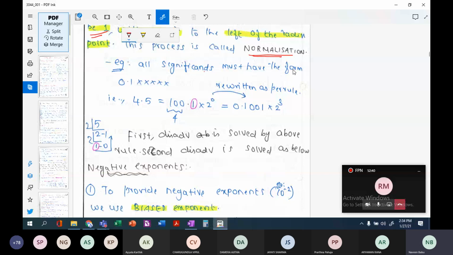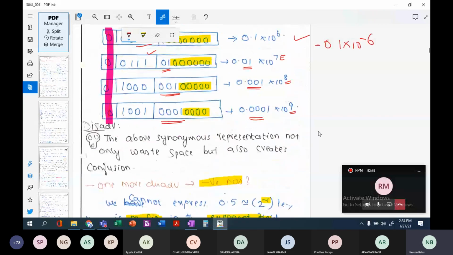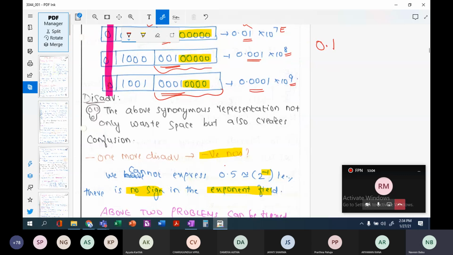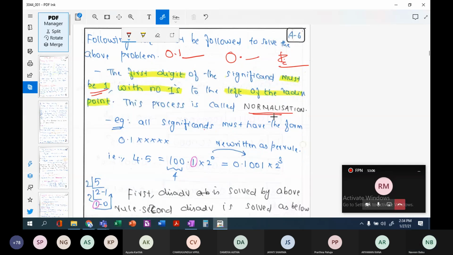All the significands must have this particular format. What is the significand? Let me recall. These are the significands. All these must have a format. Here it is 0.1, right? This is an okay format. 0.01, no. Why? Because I must always have a 1 after the decimal point. Whether it is possible to implement, let us see now. So all significands must have the form 0.1 and any value.